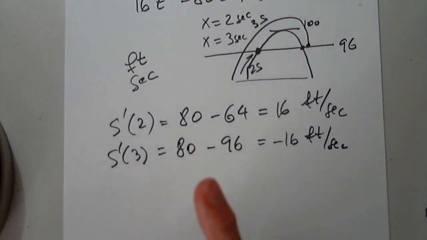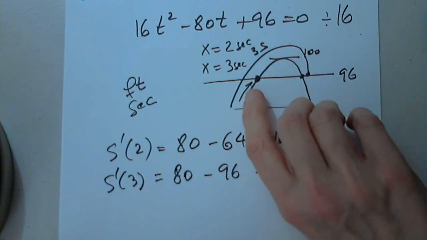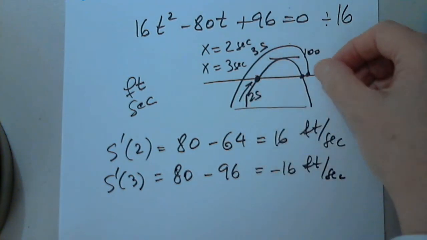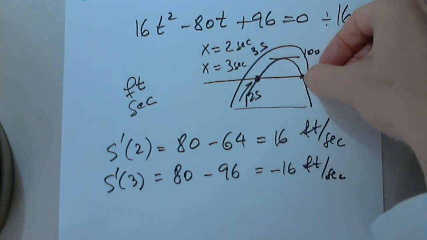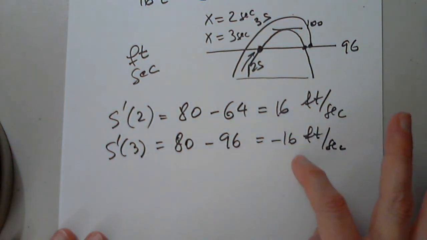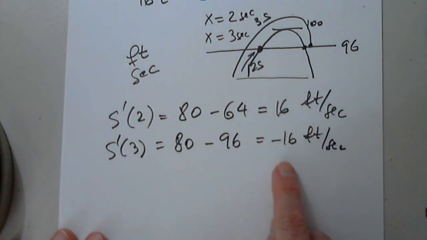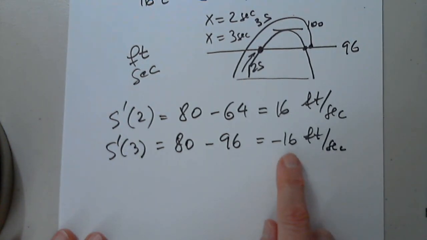So why? This is on the way up. The direction is positive, the slope is positive. Here it's direction now down. So this is the slope of the tangent line at this point. The slope is negative. It only tells us direction. I cannot drive at negative 16 feet per second. It just says direction.